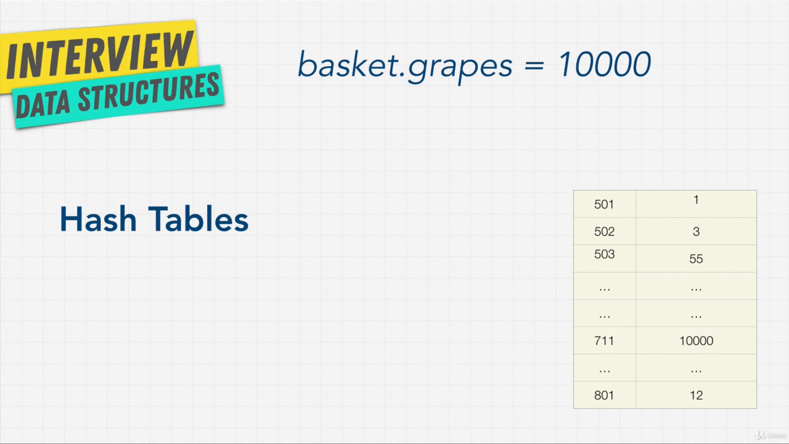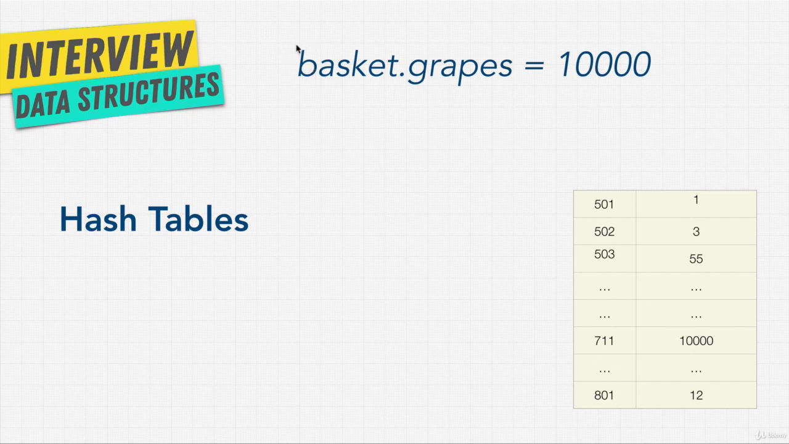So what are they? And also, you may be wondering, what does the name hash table mean? Where did this name come from? Well, let's look at an example. Imagine you're going grocery shopping and you have an object here, basket, and you want to add grapes as the property of the basket object. Again, we're using JavaScript syntax, but this should look familiar to you.